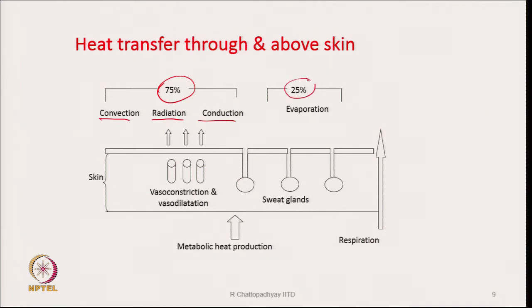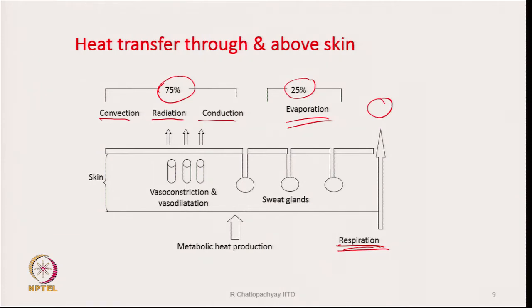Around 25% is through evaporation, that is through perspiration, that is, evaporation of the sweat or the evaporation of the vapor moisture that the body is generating continuously. Something is lost through respiration, but that quantity is very low, less than 1%. We have not given the value here, but it will be very low.